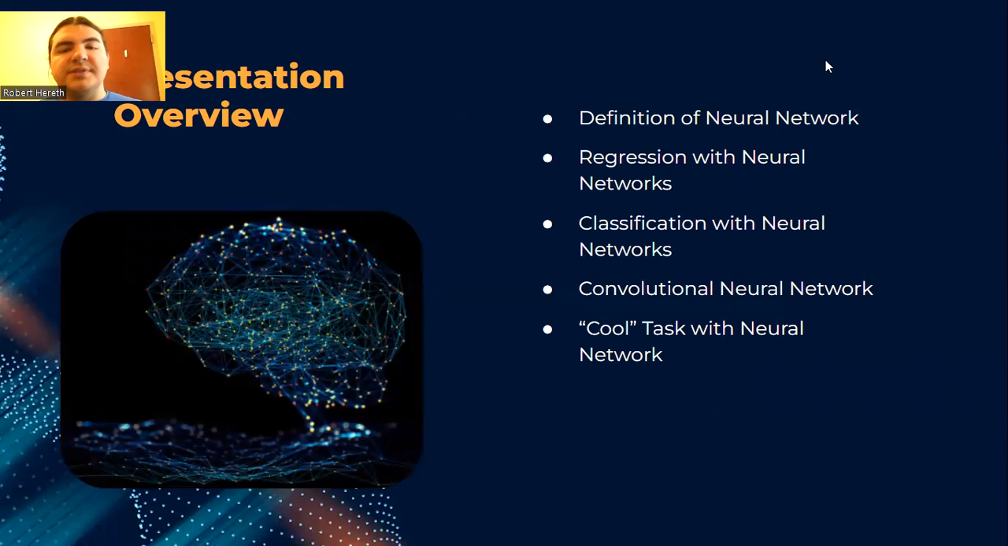So a quick overview of this presentation. Throughout it, I have a handful of things I'd like to do. I'd like to define what neural networks are, and then go through a handful of examples of neural networks that I've made for this project, being regression through neural networks, classification through neural networks, a convolutional neural network, and some sort of a cool task at the end.